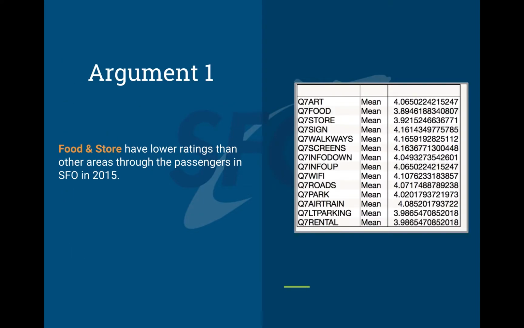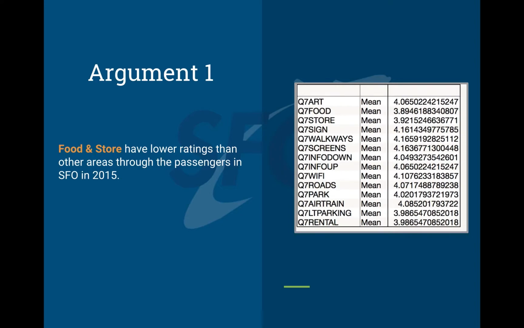So actually, we chose three framing questions to answer, and we also provide more questions and answers in the report. For the first one, we want to answer which areas have lower ratings than other areas. We used the data from 2015, and we chose the part of question 7 because this part is about the ratings of each area from the passengers.